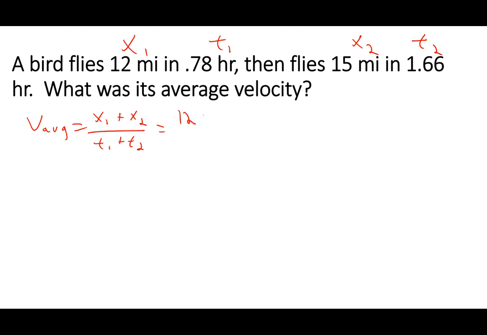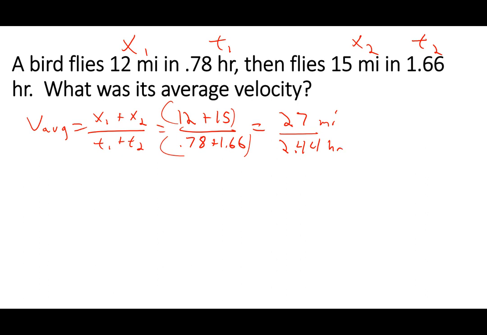So I do 12 plus 15. I'm plugging it in, divided by 0.78 plus 1.66. That gives me 27 on top. I need to do it first. Then I need to do the bottom. 0.78 plus 1.66 is 2.44. And this is miles on top, hours on the bottom.